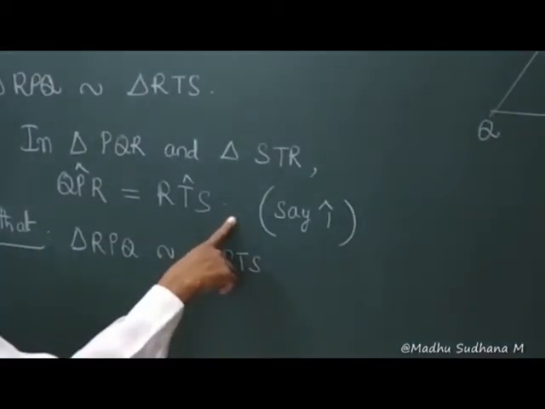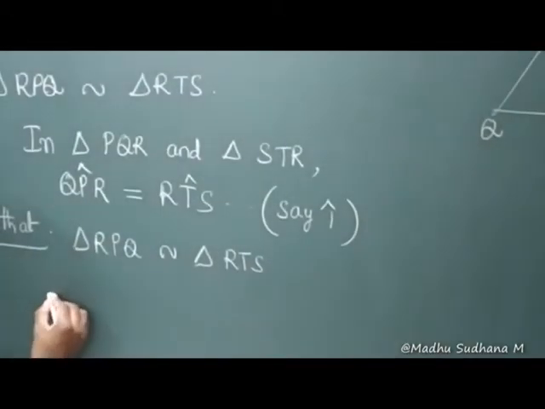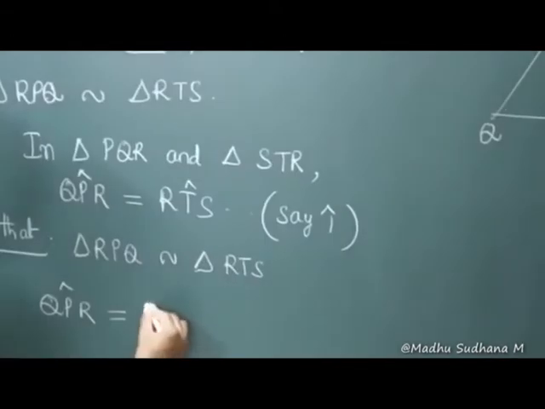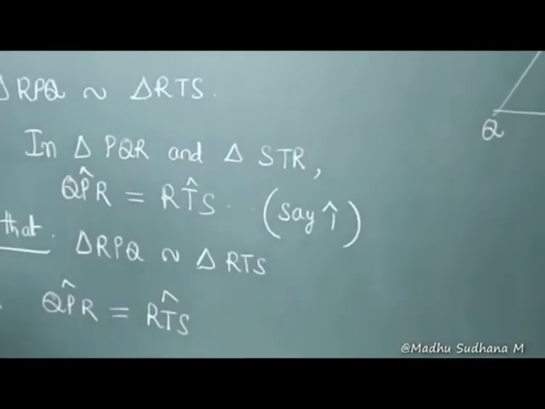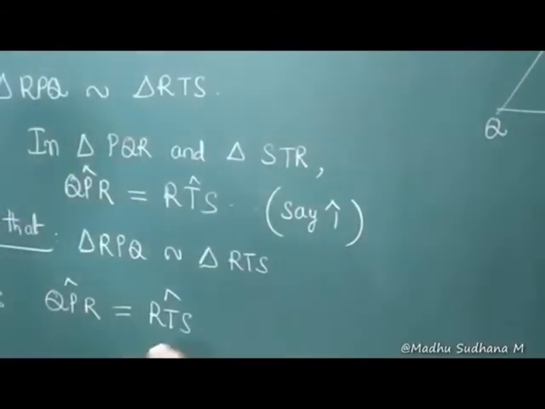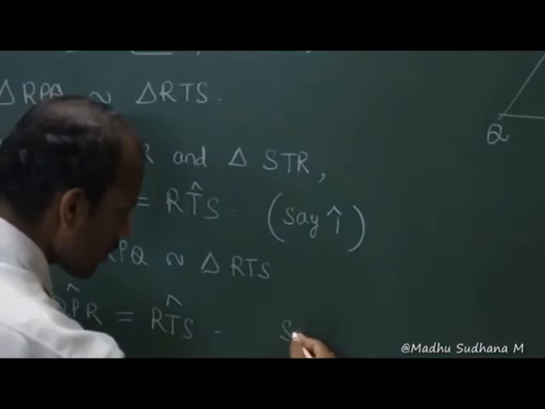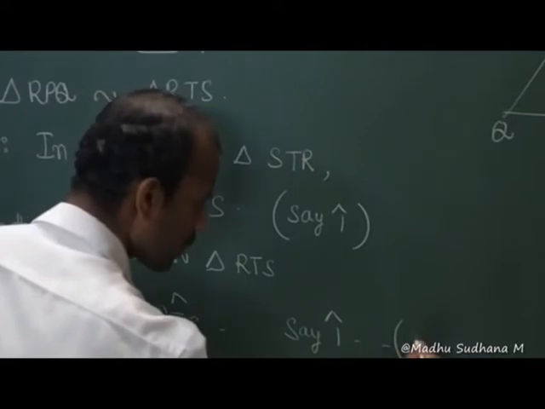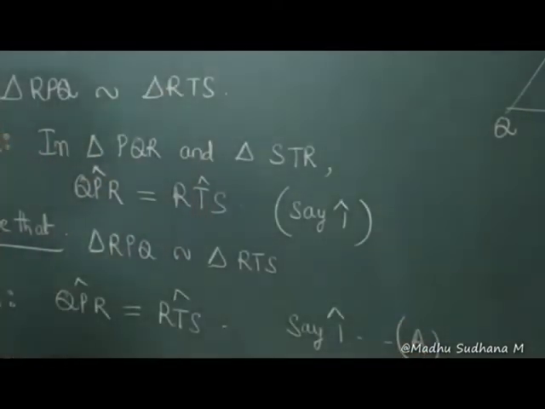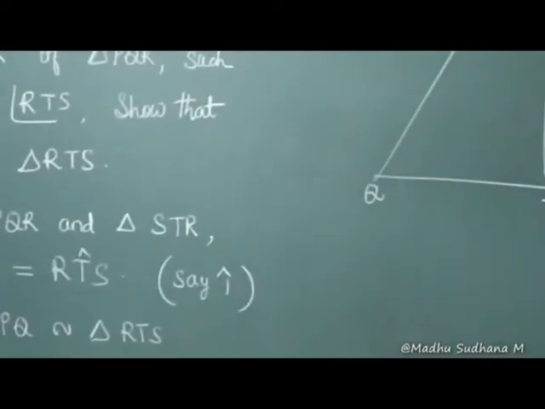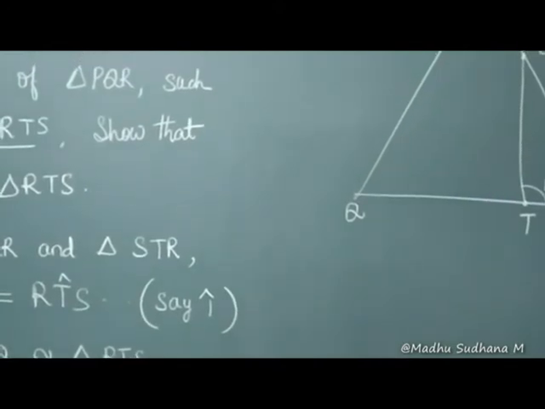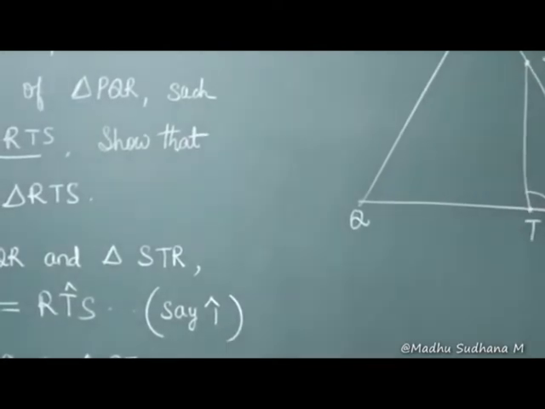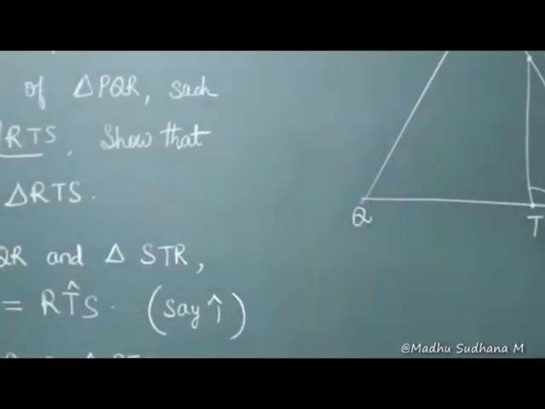See, this is already given in the given part. So QPR is equal to RTS, and we have called this angle 1. But this is an angle, right? So let me write, this is one angle. Can we find this angle, a common angle for the TRS triangle? We have this angle R common, again Q, R and P.